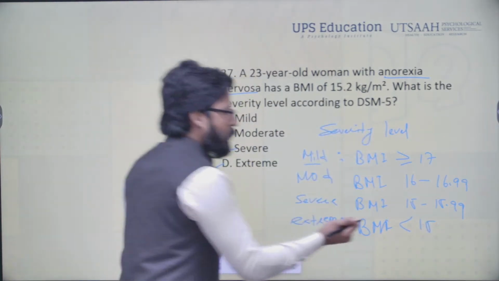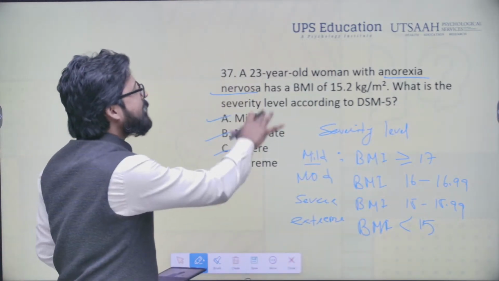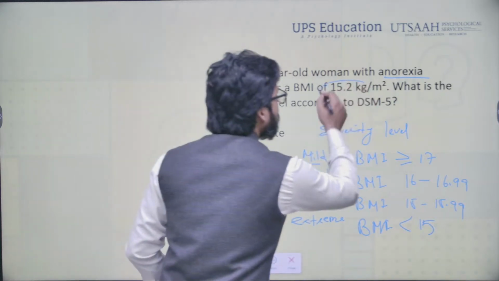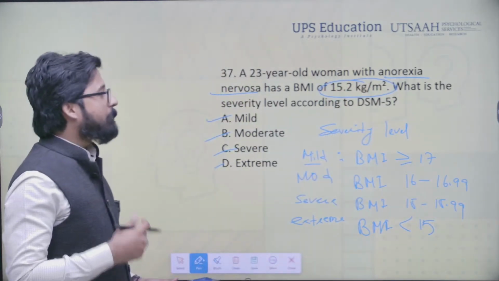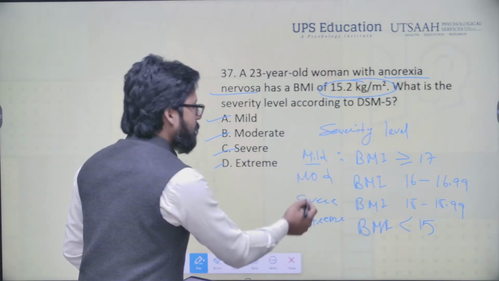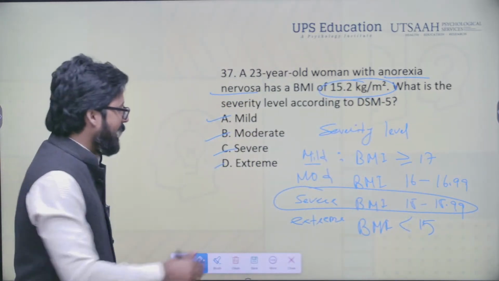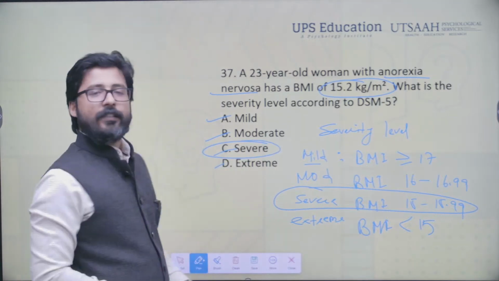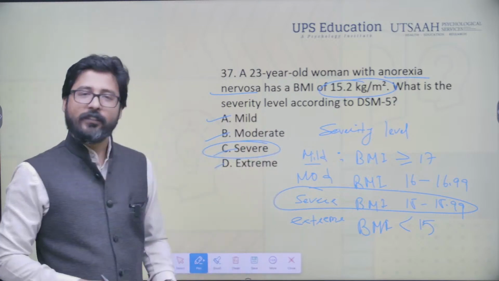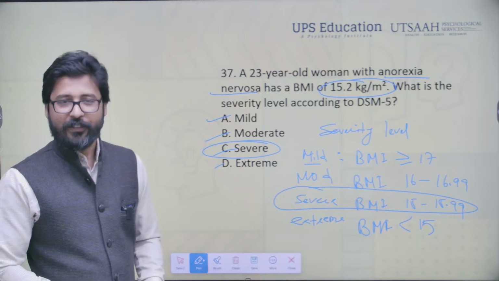So now according to our question, you can see a 23-year-old woman with anorexia nervosa has a BMI of 15.2 kg per meter square. 15.2 falls between this range. So we can say severe will be the right answer. On the basis of this data, we can say yes, the correct answer will be C, severe.